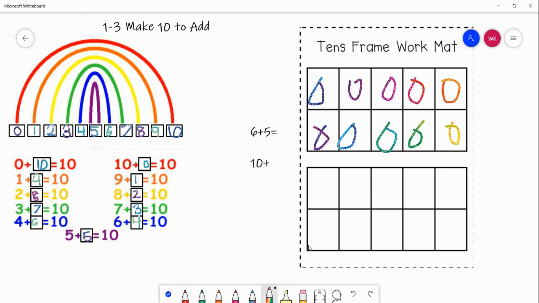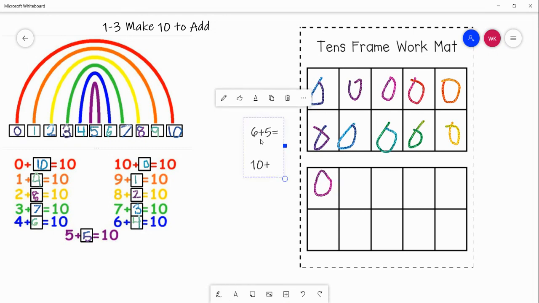So I'm going to go ahead and draw that in our boxes. So now we know that 6 plus 5 equals 11, right? Because you have 10 right here. You have one more. 10 plus 1 equals 11. So if we know 10 plus 1 equals 11, then we know that 6 plus 5 equals 11. So we just added to make 10.